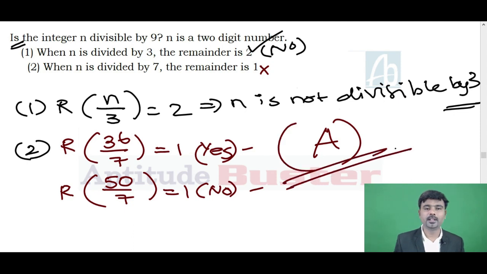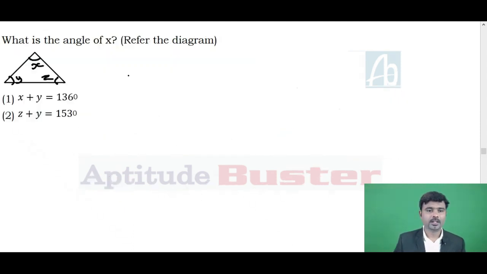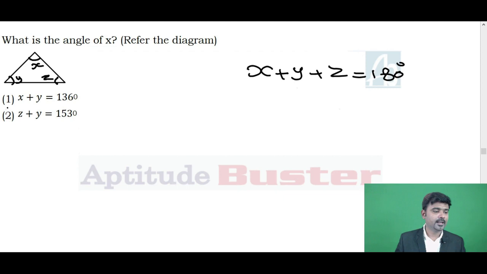The first statement alone is sufficient. What is the angle of x? It's a triangle, it's given. Okay. First statement, x plus y is equal to 136 degrees. The second statement, z plus y is equal to 153 degrees. Here you need to remember one thing. The sum of the interior angles of a triangle is 180 degrees. X plus y plus z is equal to 180 degrees. That's a universal truth.